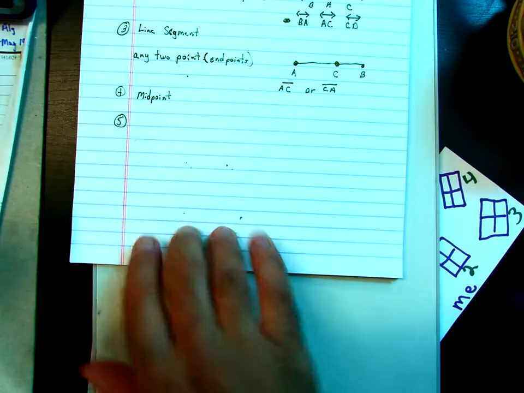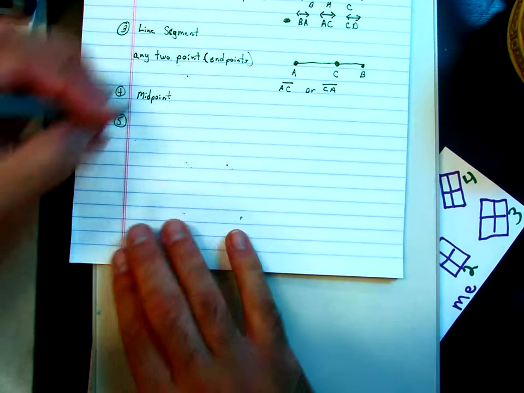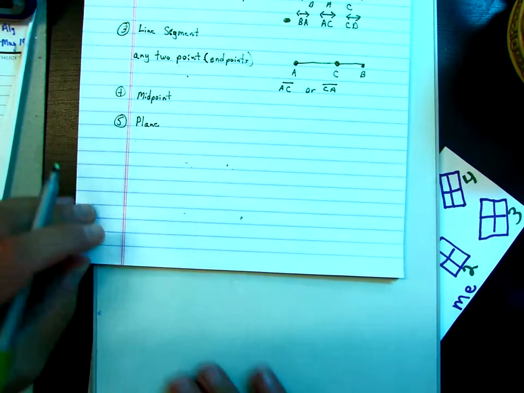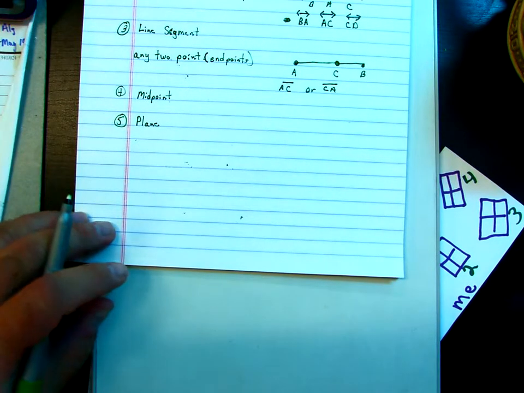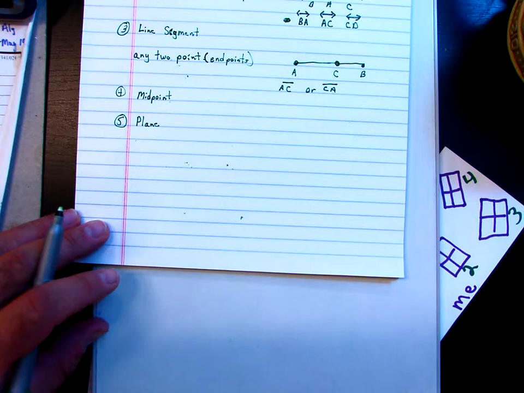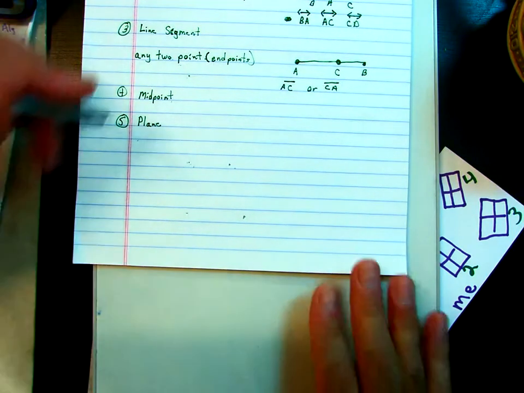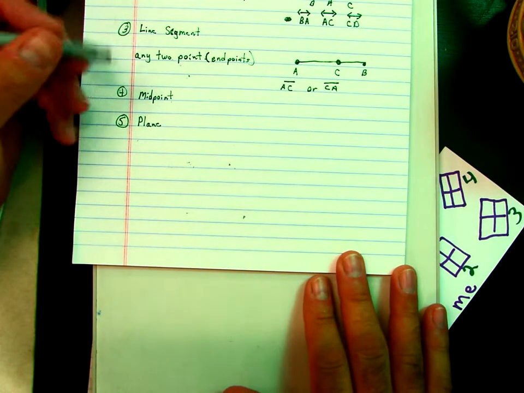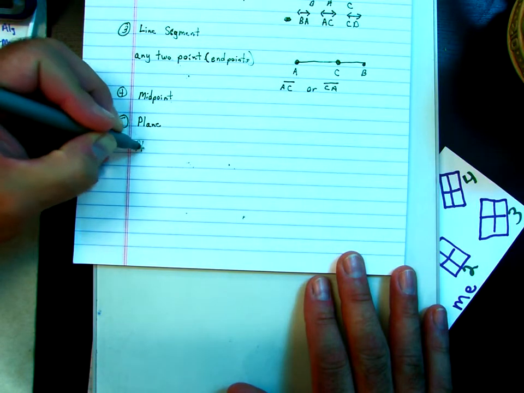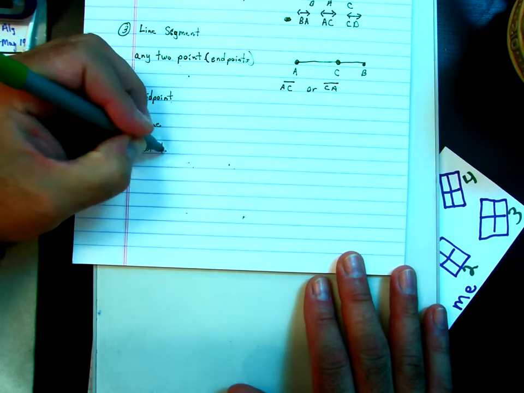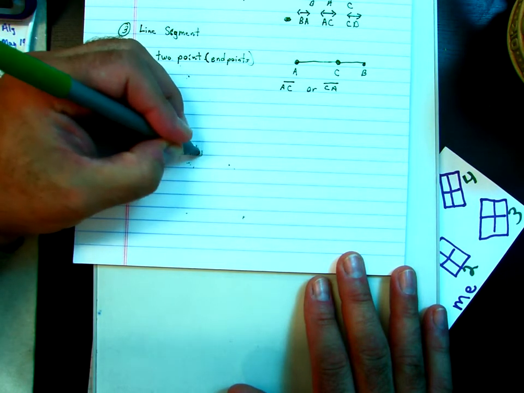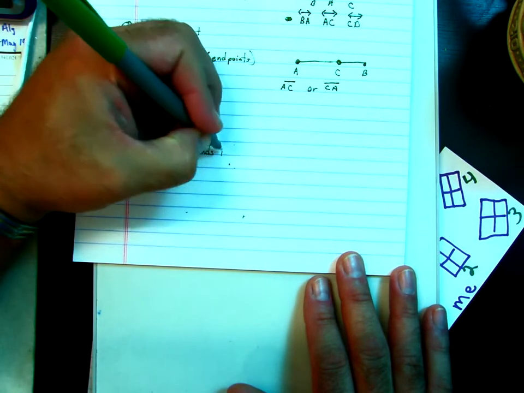5. A plane. This is not the thing that goes meh, meh, meh, meh, or a jet, okay? Different plane. Okay. A plane is a flat surface that extends in all directions.